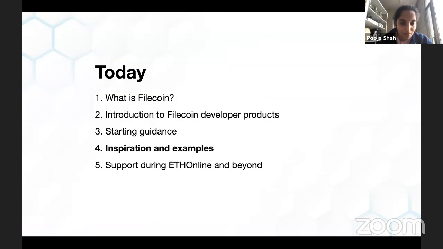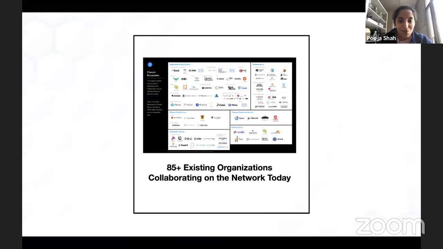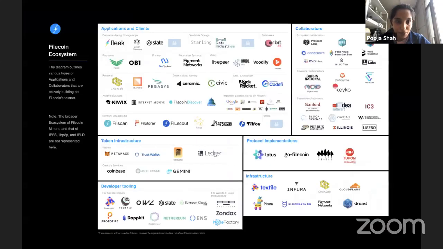So, some really quick inspiration and examples of cool things that we've seen in the ecosystem recently. I mentioned some of the various programs that have been run over the last few months. In that same time, we've been working really closely with more than 80 organizations that are close collaborators, who are building really interesting applications of Filecoin or important pieces of tooling around Filecoin as well. So just to highlight some of these, this is, again, the same ecosystem diagram.